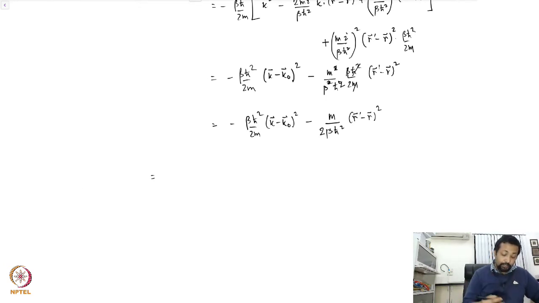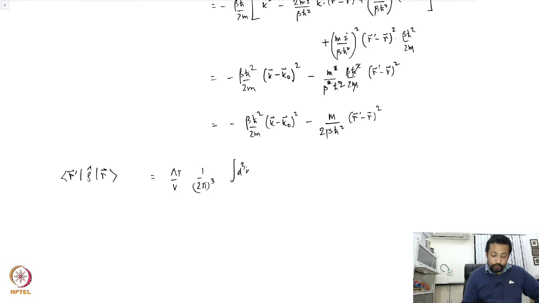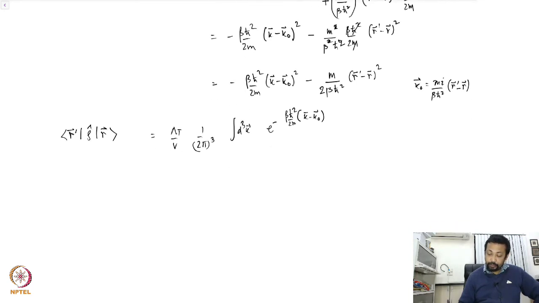the density matrix in the coordinate representation now takes the form lambda t over v, 1 over 2 pi whole cube, integral d cube k, e to the power minus beta h bar squared over twice m (k minus k naught) whole squared, and note that k naught is m i over beta h bar squared (r prime minus r), times e to the power minus m over 2 beta h bar whole squared (r prime minus r) whole squared. Now this integral is exactly doable.